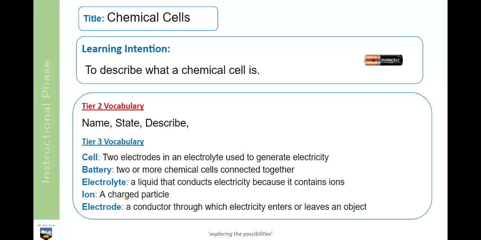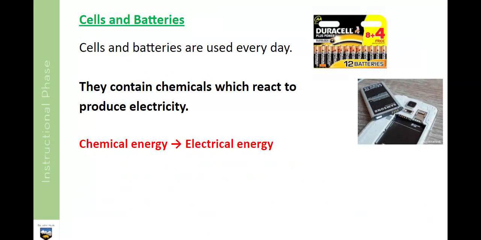An electrode, usually a metal, is a conductor through which electricity enters or leaves an object. So you know in electrolysis we had our metal strips that we dipped in the liquid for our conductors, or we used graphite. So cells and batteries are used every day. We use them in many objects. So, for example, your phones will all contain a battery. Remote controllers contain batteries. A lot of your devices will contain some form of battery and cells.